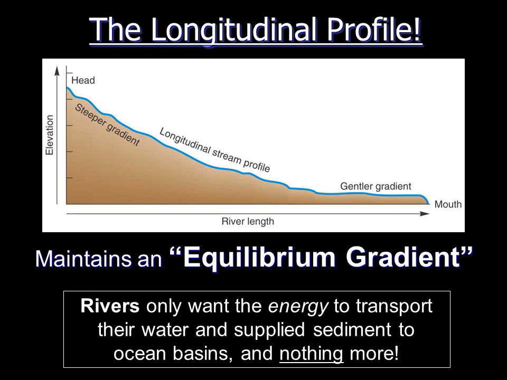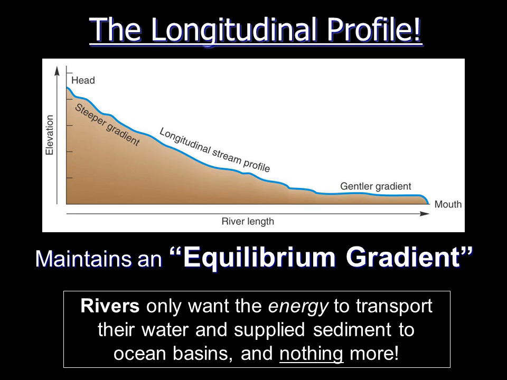Okay, so here's our key concept. Please write this down, probably 3 times. Rivers only want the energy, right, the power, the movement to transport the water that's in the rivers and the sediment that's being supplied to them from hill slope processes and other rivers and streams to our ocean basins, and nothing more. Rivers only want the energy to transport their water and supplied sediment to the ocean basins and nothing more. So what the heck does that mean?